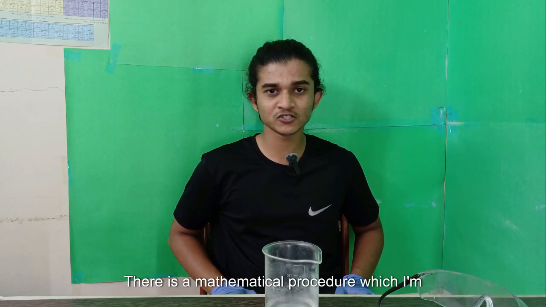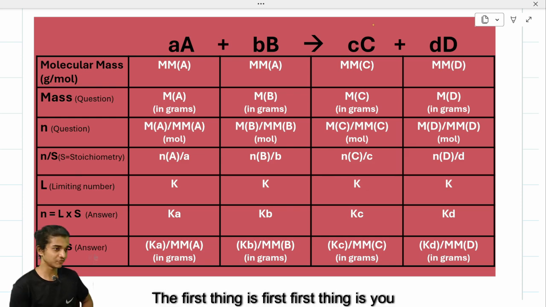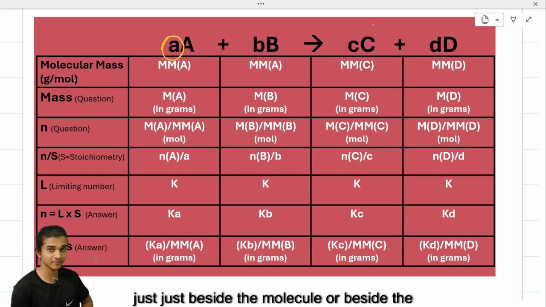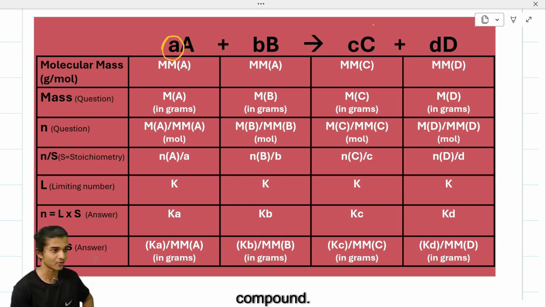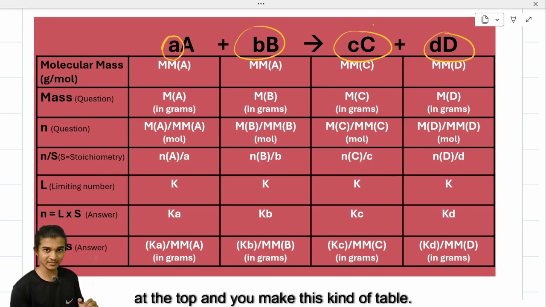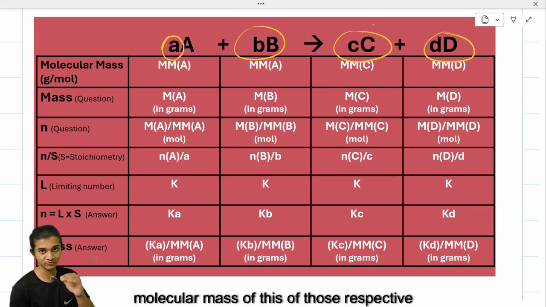There is a mathematical procedure which I'm going to teach you using this particular presentation. I want you guys to know that there is a particular format which you need to know before solving all these kinds of problems. So the first thing is you have to write the balanced chemical reaction with the proper stoichiometric coefficients. If you don't know what a stoichiometric coefficient is, it's this coefficient number which you write just beside the molecule or beside the compound. So you write the balanced chemical equation like this at the top, and you make this kind of table. In the first column, you're going to enter the molecular mass of those respective compounds.